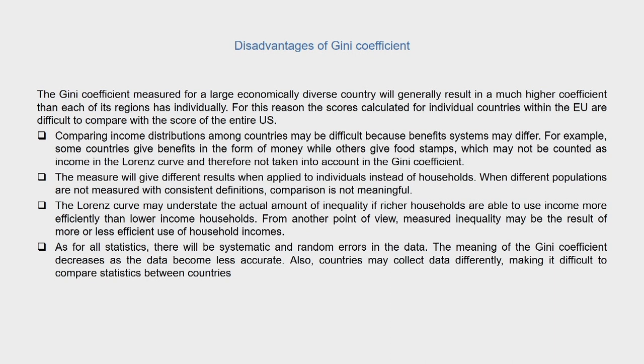For example, some countries give benefits in the form of money while others give food stamps, which may not be counted as income in the Lorenz curve and therefore not taken into account in the Gini coefficient. To give an example which is very specific to countries such as India, you would know that India is a welfare state, and therefore we have various kinds of welfare programs running within the country.